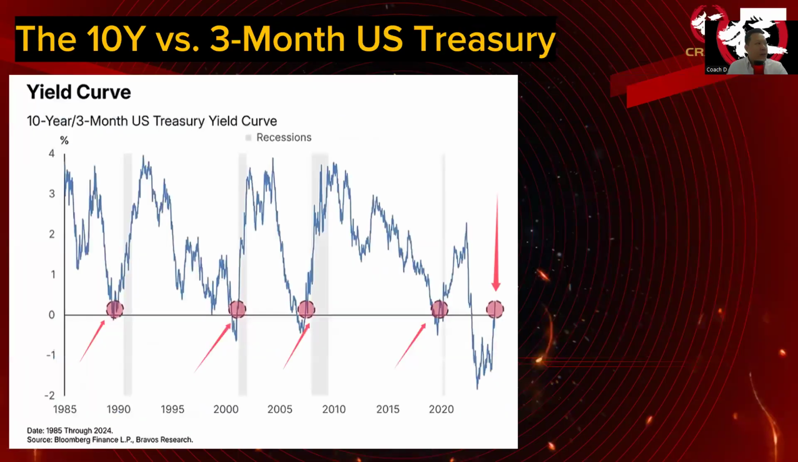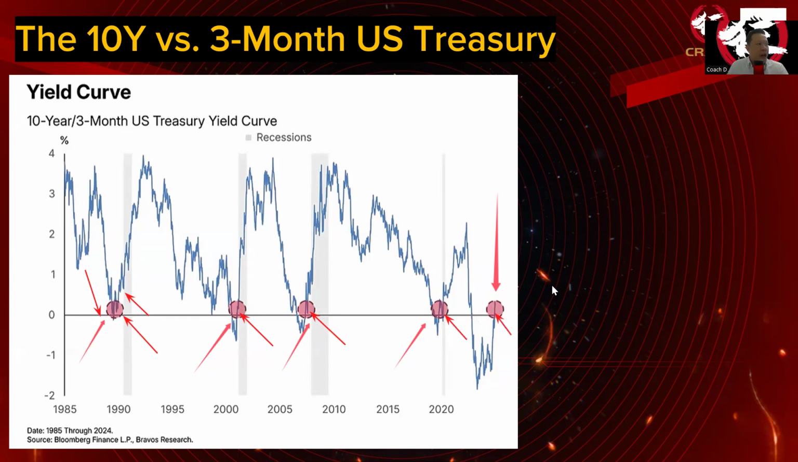As you can see right now, the 10-year versus the 3-month US Treasury yield curve is now showing a recovery. And we all know that when that happens, we are always very near to a potential recession. You can see that every time the yield went below the zero mark and then recovered, that is where the inversion went back to normal. And when that happened, it always triggered a recession.